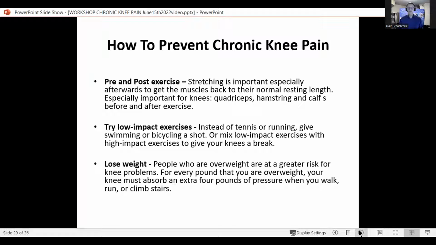Try low impact exercises, like we said. Instead of tennis or running, try swimming or cycling. And try to mix low impact exercises with the high ones to give your knees a break. Eventually, as you age, you will get to the point that you do need to stop running, unfortunately, and transition to biking or swimming, especially if you've got moderate to advanced OA in your knees. And then lose weight.